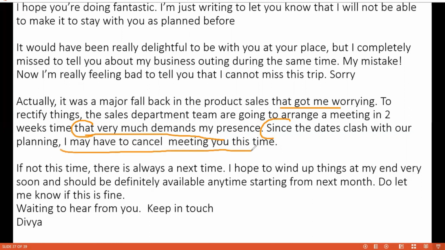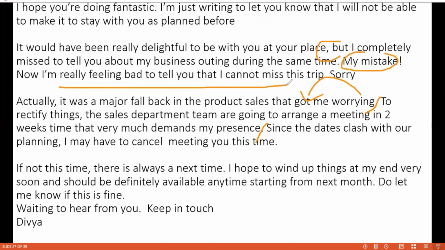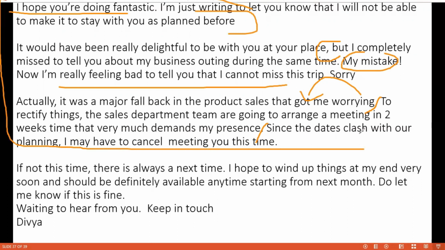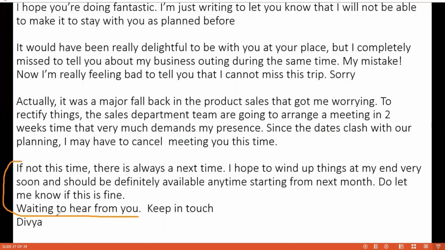Since the dates clash with your planning, I may have to cancel meeting you this time. So we have one complex sentence, two relative clauses, and one complex sentence. Here we have one compound sentence and one small phrase, and we have one relative clause. Here, a simple sentence and a relative clause. So we have got some 3 relative clauses, 2 simple sentences, and 1 compound and 1 complex. We already have a mixture of them, so you don't have to worry about the last sentence, last paragraph. If not this time, there's always the next time.